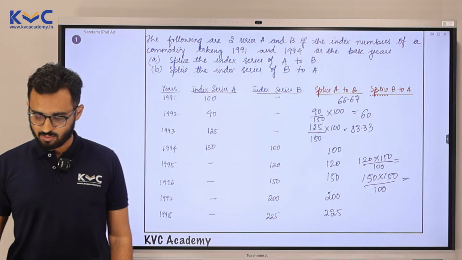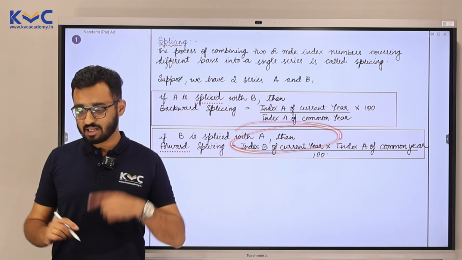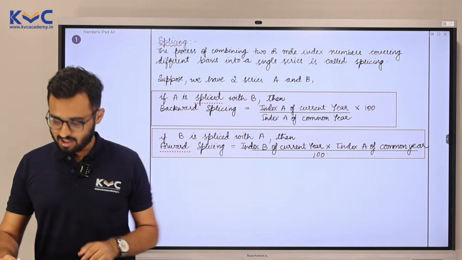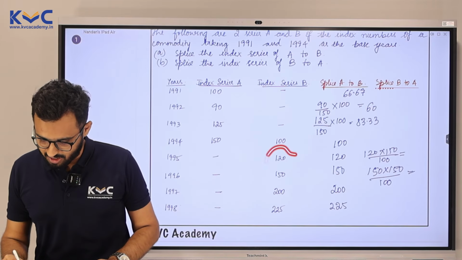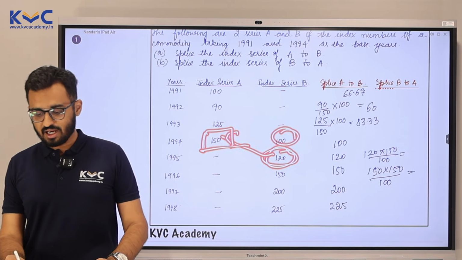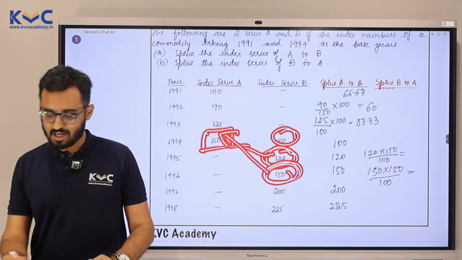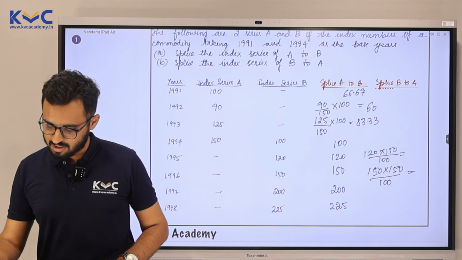Exactly the same thing has been put as a formula here: Index B of the current year into index A of common year divided by 100. Right? So that's how the calculations will continue.